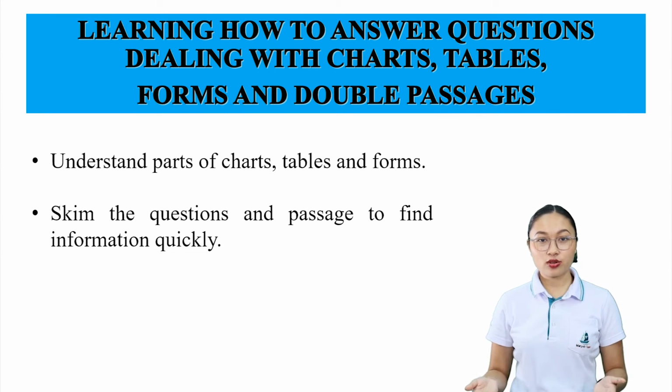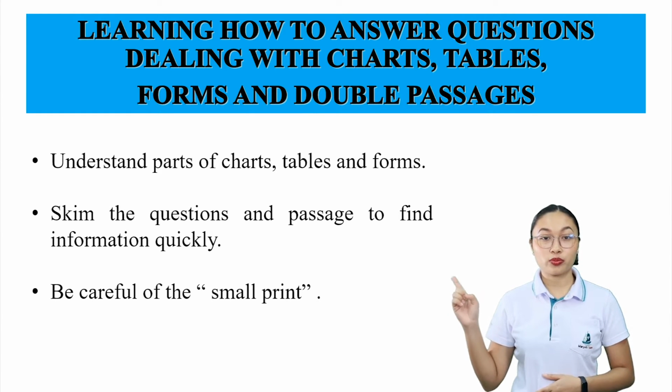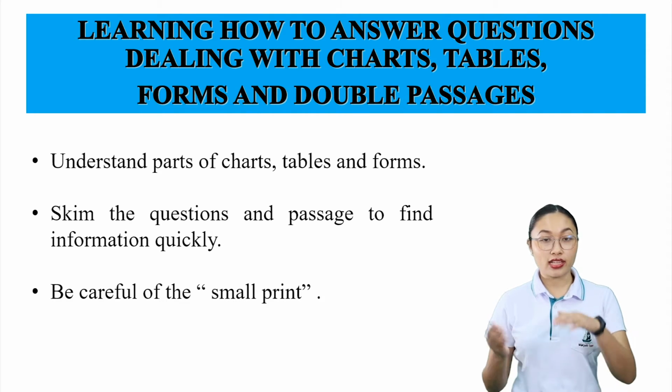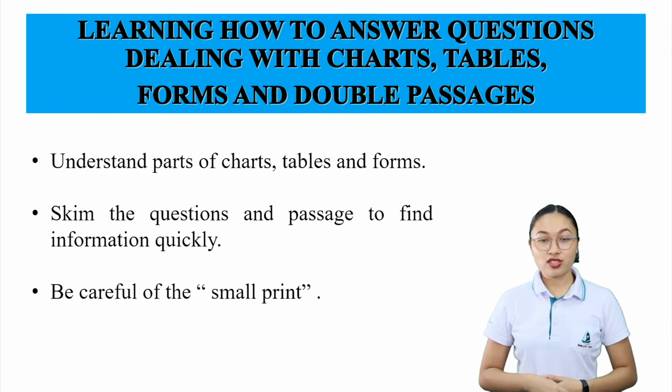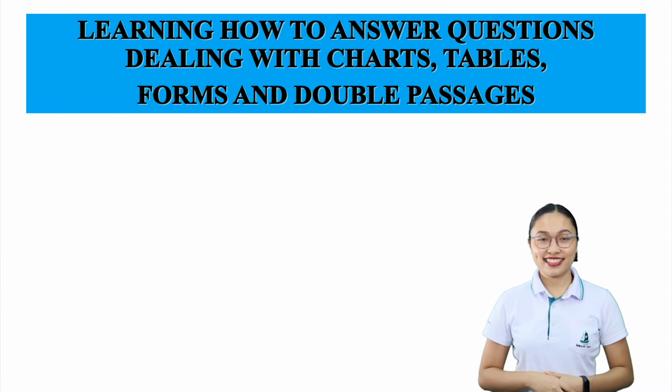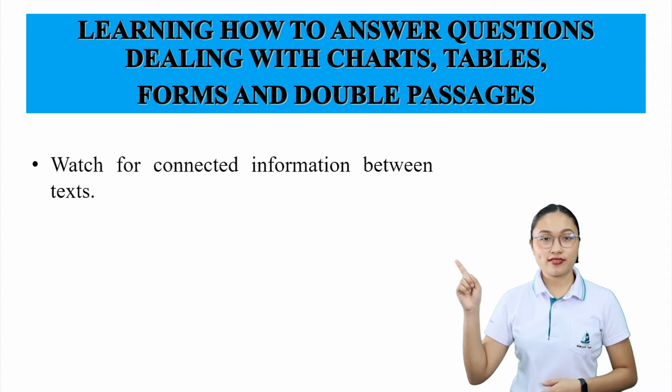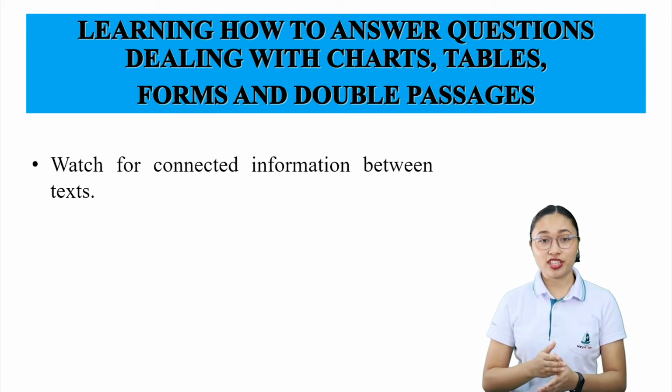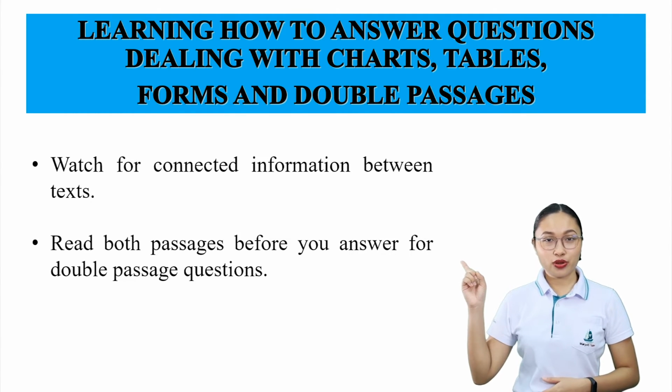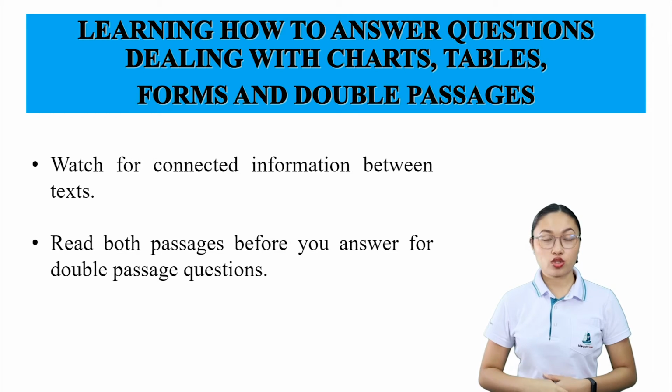Then, compare the answer choices to that part of the chart, table, or form. Be careful of the small print. Charts, tables, and forms may include notes or extra information at the bottom. Check this before choosing an answer to avoid making mistakes. Watch for connected information between texts. In each double passage, there will be at least one question that will require you to look at both texts and connect the information. Read both passages before you answer for double passage questions. For questions on double passages, it is important to read both passages before you answer.